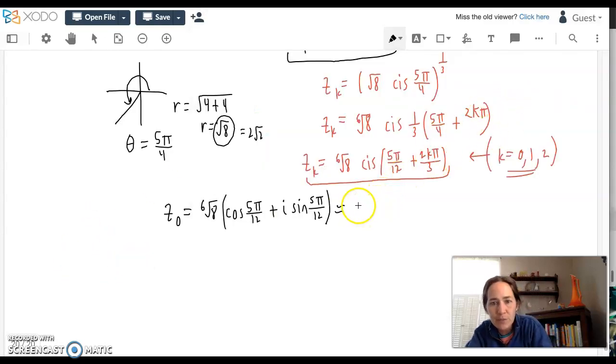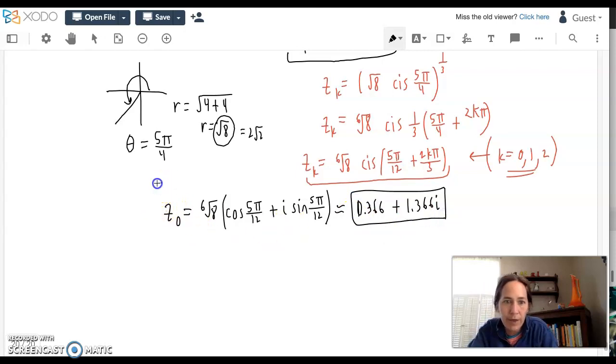Write that approximation in rectangular form: 0.366 plus 1.366 times i. Okay, that is our first solution, and we'll graph these as well. That's z sub 0 done, 2 to go. Second one, the 6th root of 8 still.